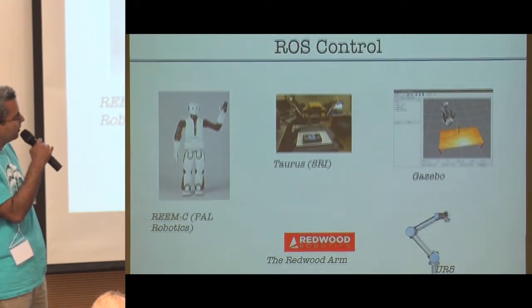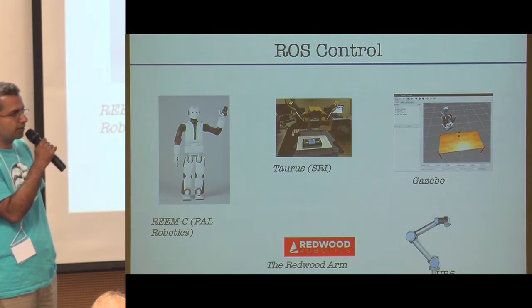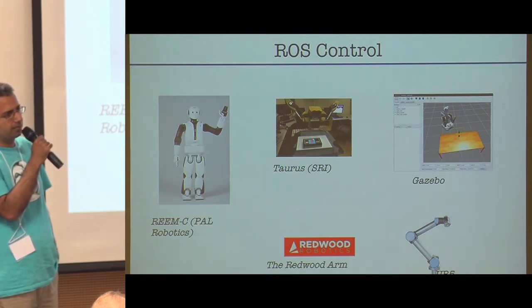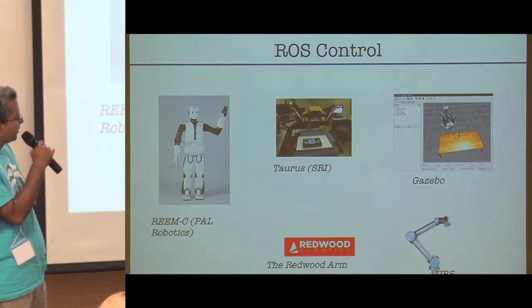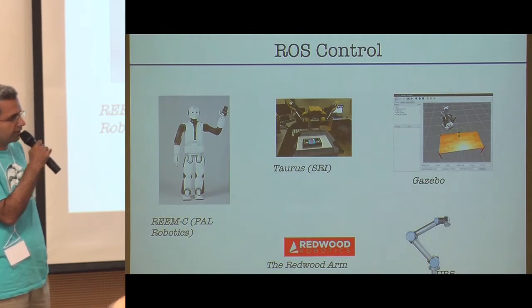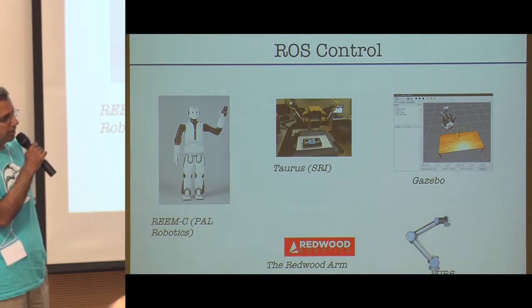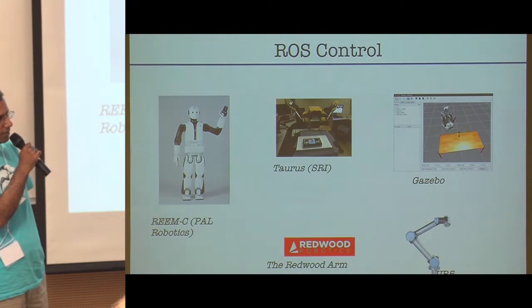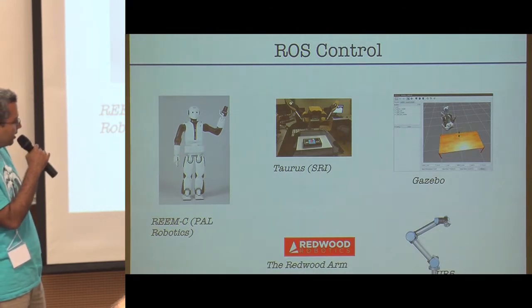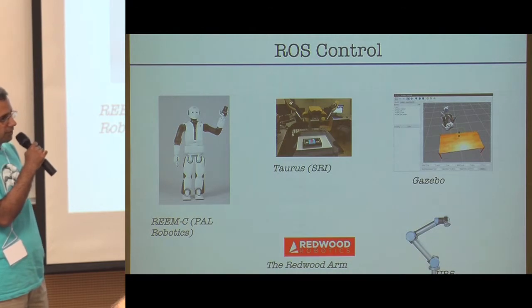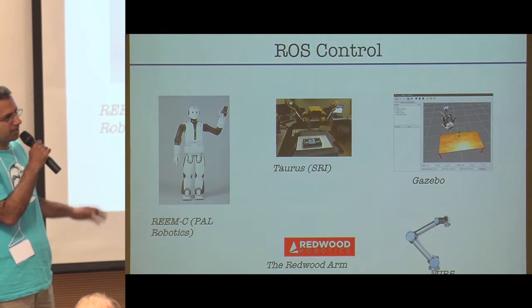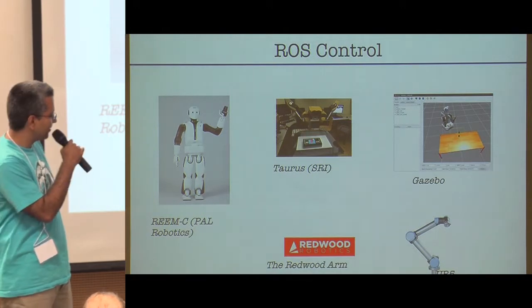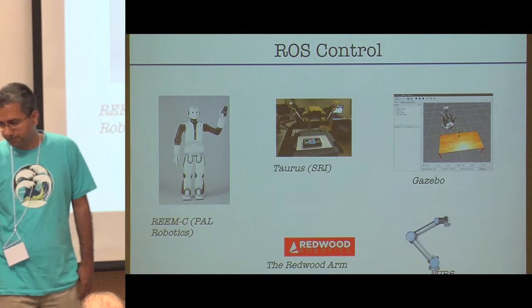These are just a few of the robots that are running ROS Control right now. I think there might be more, and if there are, come and let us know. There's Reem, Tauro, it's at SRI. Thanks to Dave Coleman, you can now use ROS Control almost by default with Gazebo, UR5, and ROS Control was originally intended for the Redwood arm, which I don't know what's going on with anymore, but that's what it was intended for. There have been inquiries by a bunch of groups.